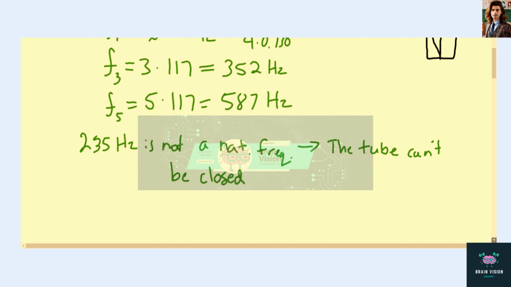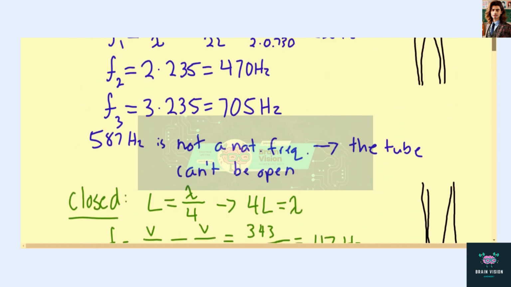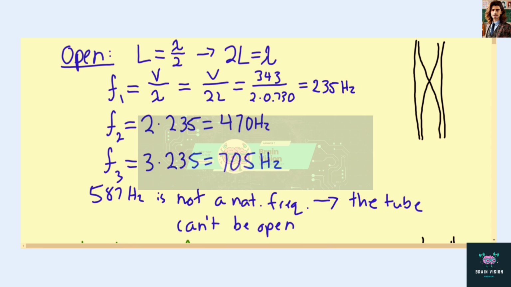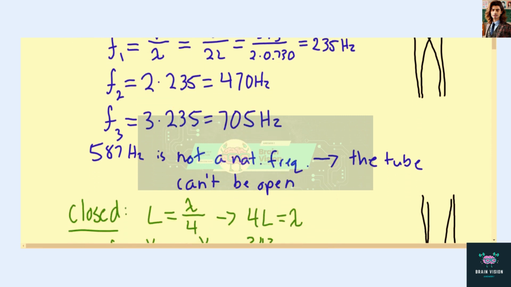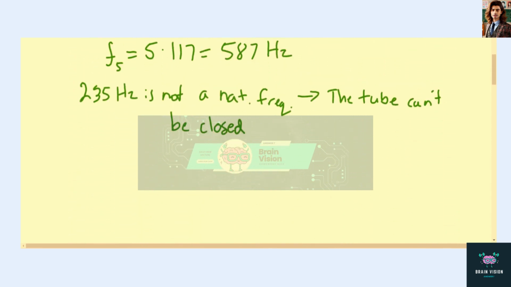So we've proven that both scenarios don't work. Both scenarios have one of the two natural frequencies, but they don't have both. So we've proven that this situation is impossible, to have both 235 and 587 be natural frequencies of this tube.